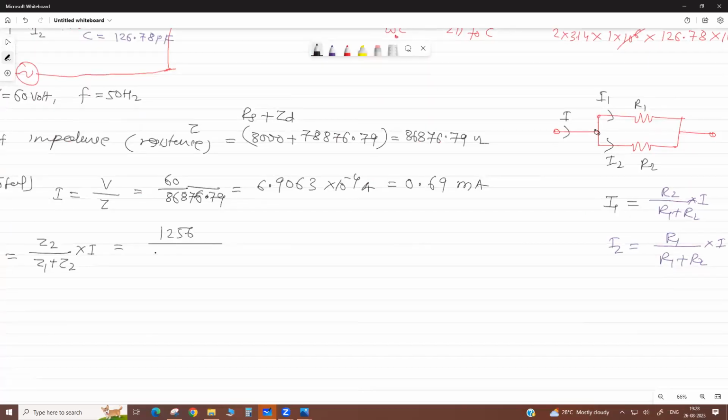It is double, na? So it is half actually. The current will be half. Into total, which is 0.69 milliampere. Then it is half, 1 by 2 into 0.69. 0.69 divided by 2. Sorry. 43, 43.